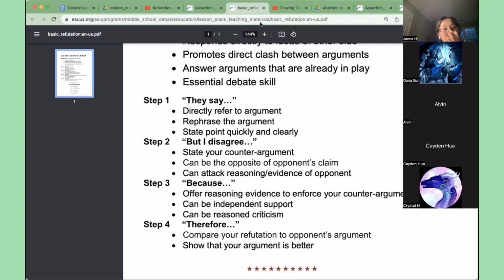Okay, so yeah, Alvin says, and let me break it down here. So the first step, they say, so summarizing the argument, they say that recycling should be mandated in every state. Step 2, but I disagree. Step 3, because many people do not know which products to recycle and which not to. And it often takes more money to recycle things than to produce them. So therefore, his refutation is better than their opponent's argument because mandatory recycling is too extreme and does more harm than good.